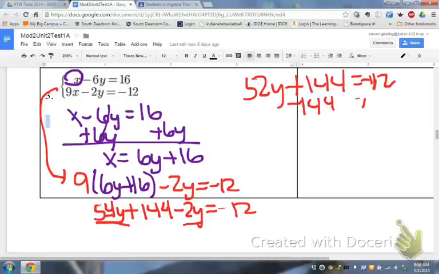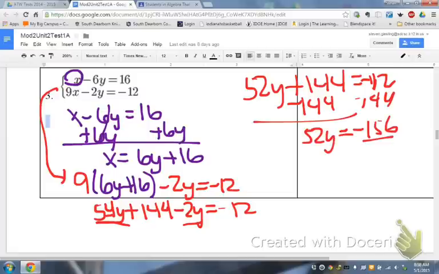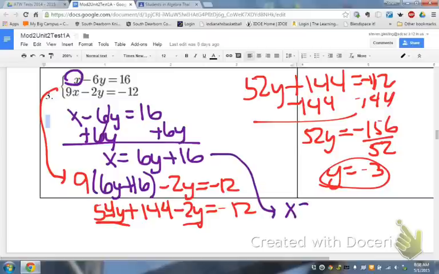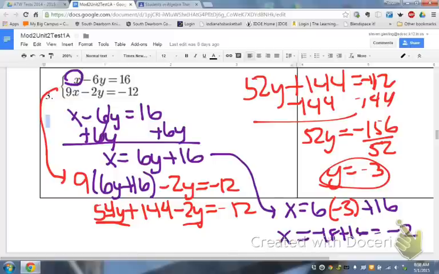We'll then take 144 away. 52y equals negative 156. And y equals negative 3. Again, we need both the x and the y. So x equals 6, we'll replace the y with the negative 3, plus 16. So that's negative 18 plus 16, and thus x equals negative 2. So our ordered pair answer, remember, we always write our answer as a point: (-2, -3).